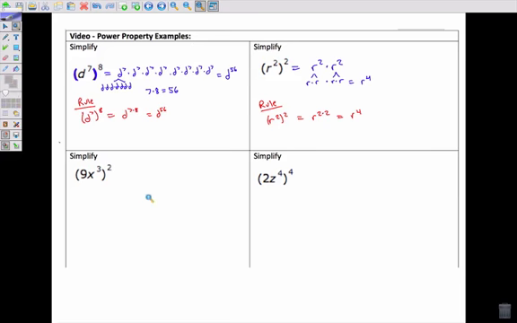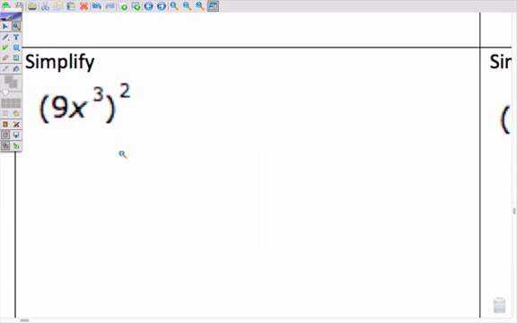Then this next one, we're going to introduce a coefficient and see what that does. So think of this a step at a time. We're going to ignore this for now, and we know what this means. This means 9 times x times x times x. We'll get our 2 there. And if I take something to the 2nd, that means I take it times itself. So I've got this taken to the 2nd, so it's this times itself.